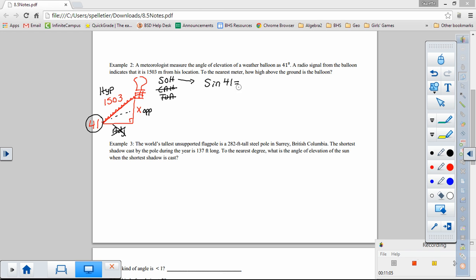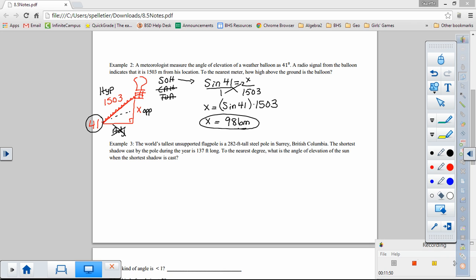Sine of 41 equals opposite x over hypotenuse 1,503. Go ahead and put this over 1. And now we have to cross multiply. 1 times x is x. And then the sine of 41, find your answer, times 1,503. You find out that the balloon is 986 meters above the ground. Okay.